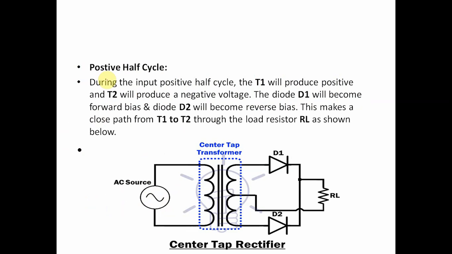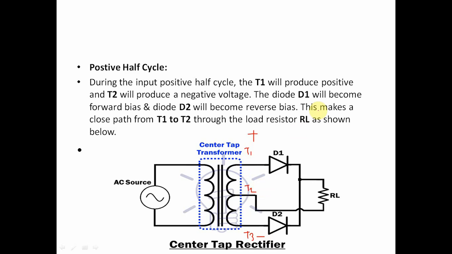Now, the working of this center tap rectifier. During the positive half cycle, T1 is positive with respect to T3. This one is the T1 terminal, this one is the T2 terminal, and this one is the T3 terminal. During the positive half cycle, T1 is positive with respect to T3.